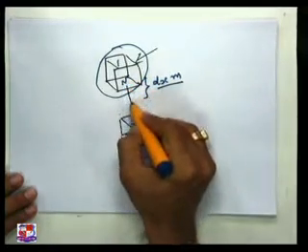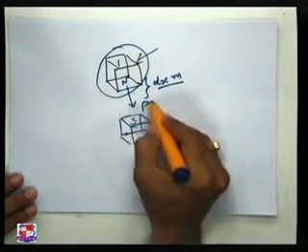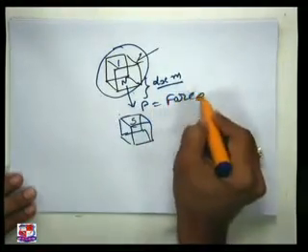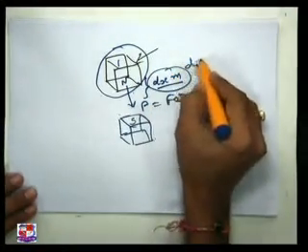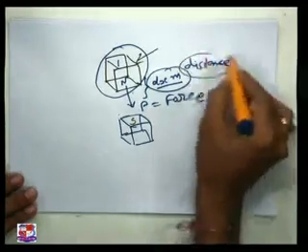The force of attraction towards this is P. P is the force and dx is the distance. This is distance, this is force.